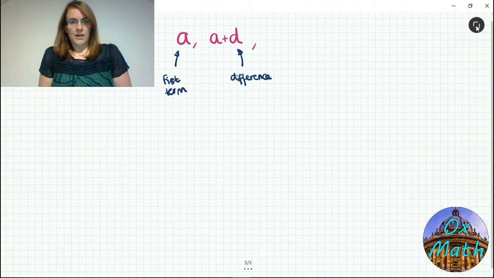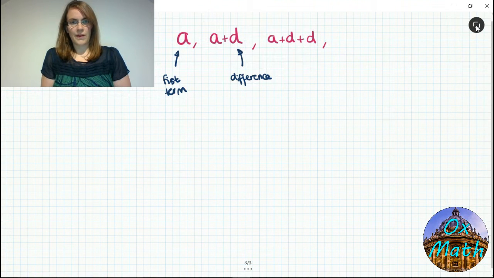So our third term would be our second term, which is a plus d, plus another d. Our fourth term would be our third term, so a plus d plus d, plus another d. So hopefully you're starting to see what's going on.